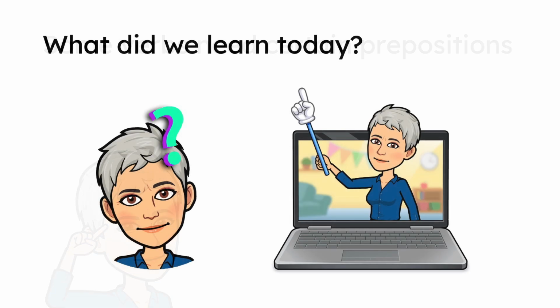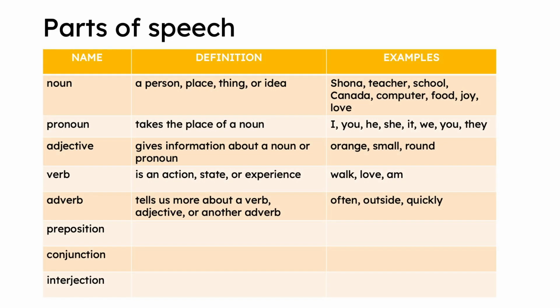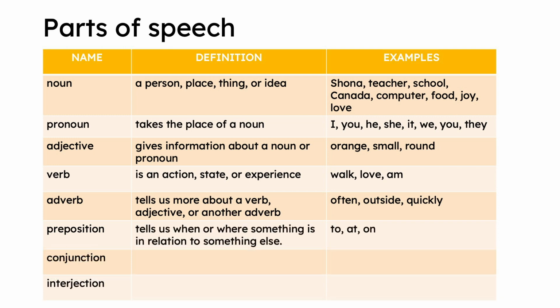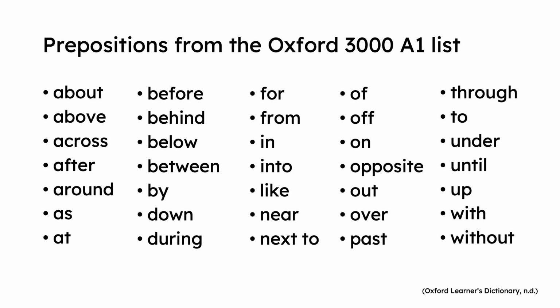Okay, what did we learn today? We learned that a preposition tells us when or where something is in relation to something else. Let's fill out this chart and let's give some examples. To, at, on. If you are an advanced learner, I challenge you to learn more. A fun activity might be to group these prepositions according to what information they give. But this is just a short video, so I'm going to do it for you.